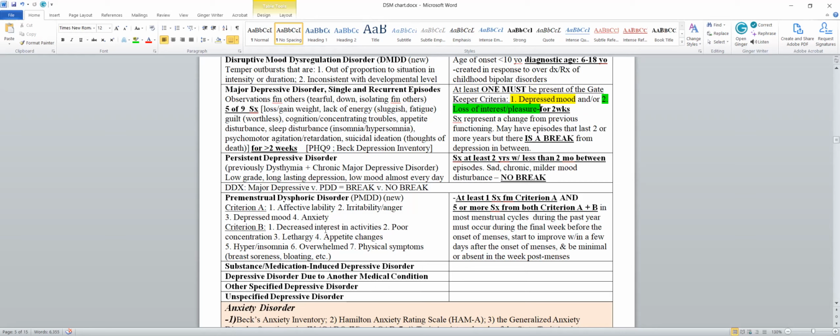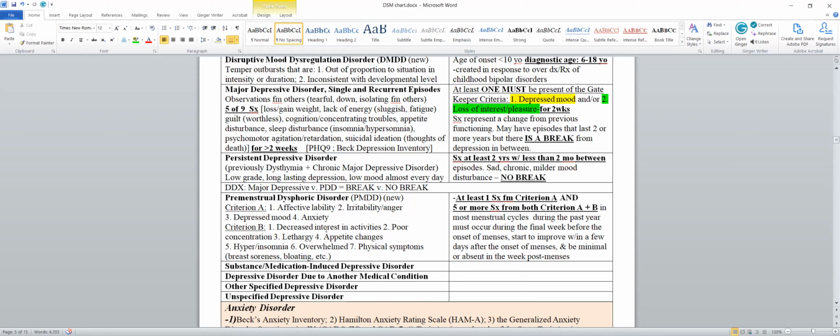So they either have to have affective lability, irritability or anger, or depressed mood or anxiety. So they have to have one of those symptoms to fulfill criterion A. And they have to have 5 or more symptoms from both criterion A and B. And criterion B is decreased interest in activities, poor concentration, lethargy, appetite changes, hypersomnia or insomnia, feelings of being overwhelmed, and physical symptoms like breast soreness and bloating.